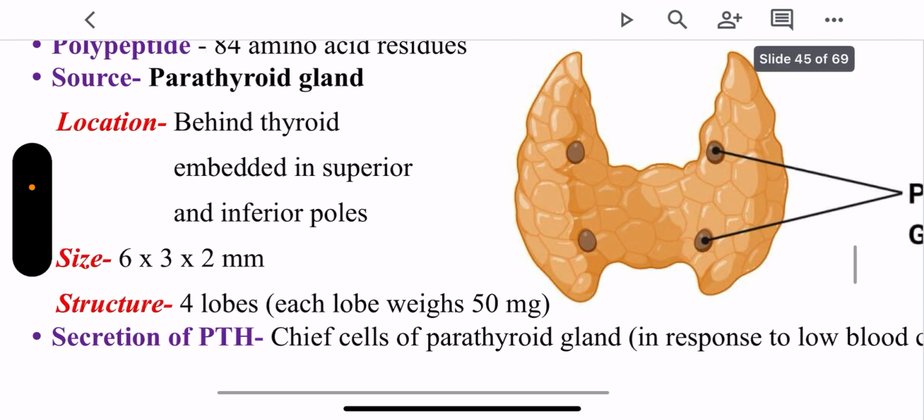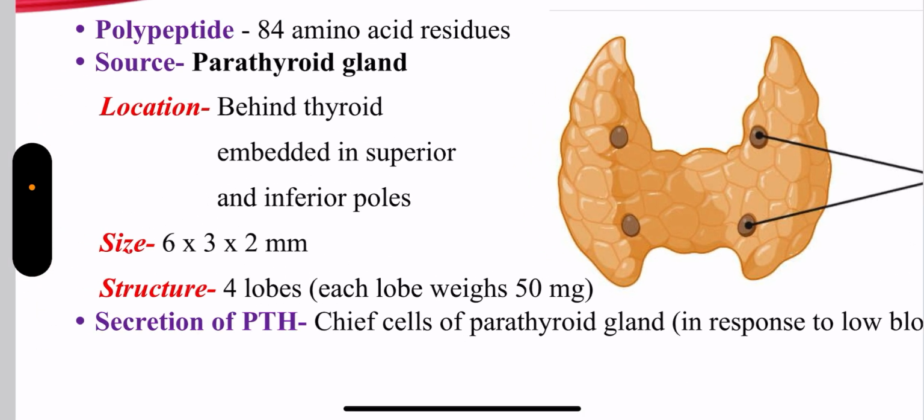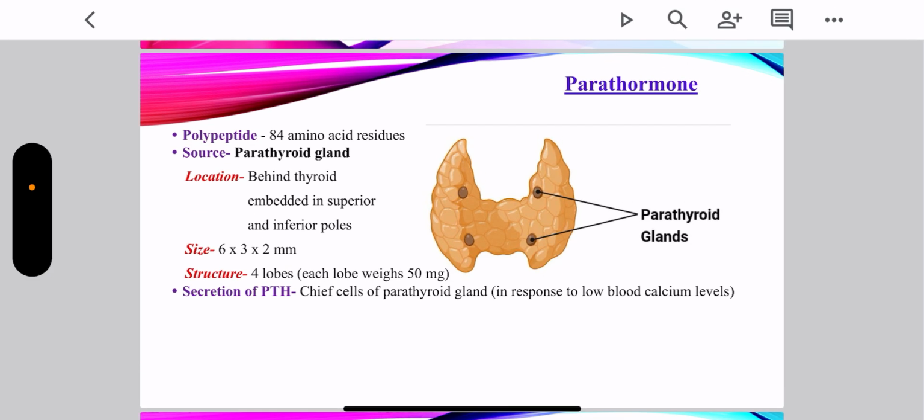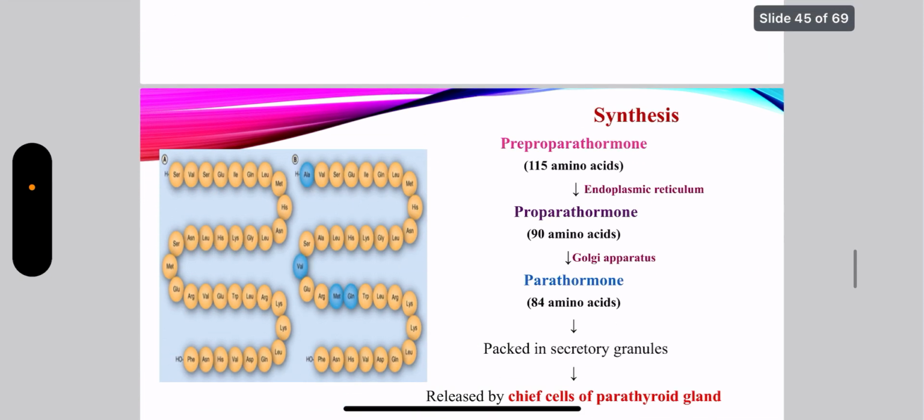Size is 6 by 3 by 2 millimeter and it has 4 lobes. Weight of each lobe is 50 mg. Mainly these are secreted by the chief cells of the parathyroid gland in response to low blood calcium levels. This is the stimulus for the secretion of parathormone.